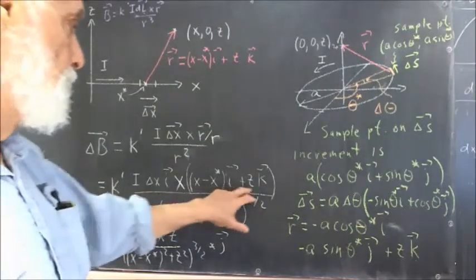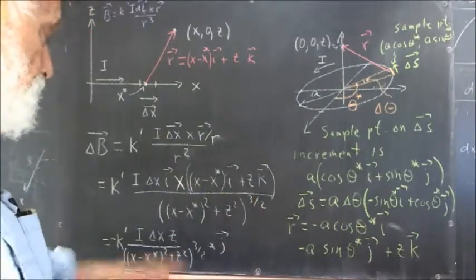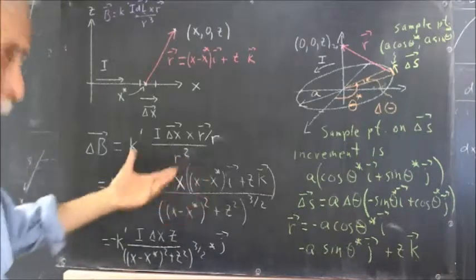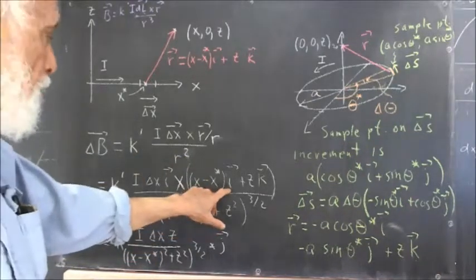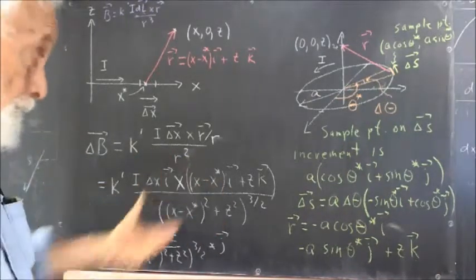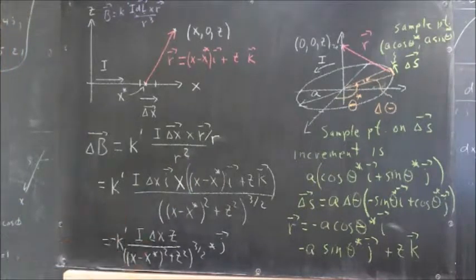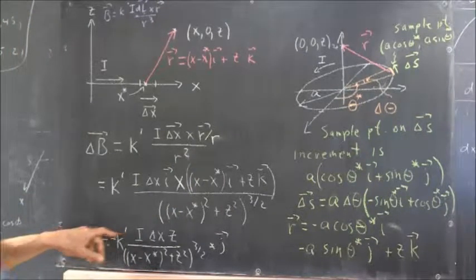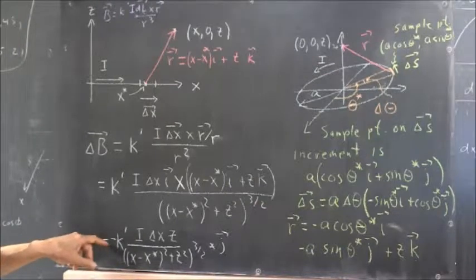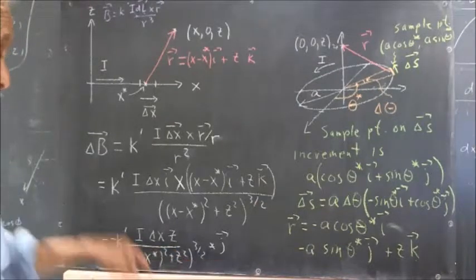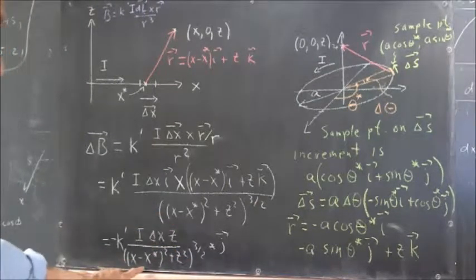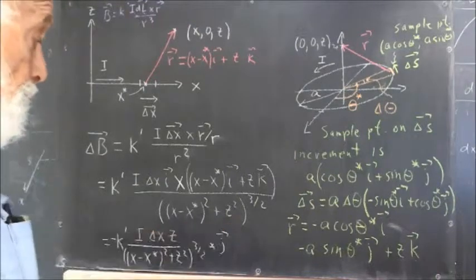And also from that cross product, we get z. The x minus x star in the numerator being a multiple of i, which crossed with this i gives us 0, doesn't appear in our expression. So our numerator is going to be, well, we have negative k prime j times I delta x and z. The denominator is just what it was before.